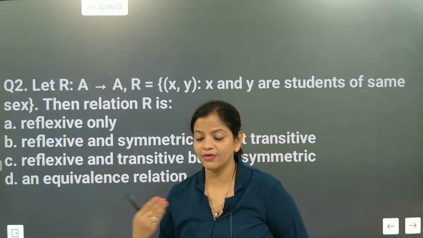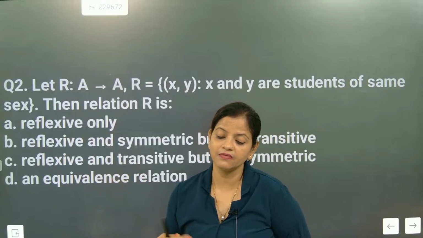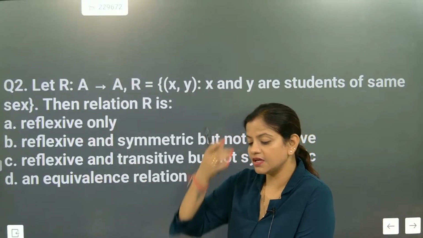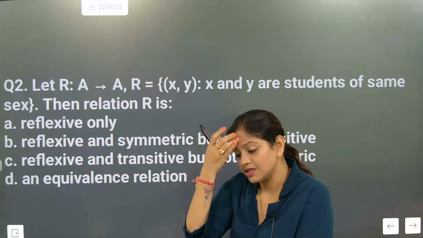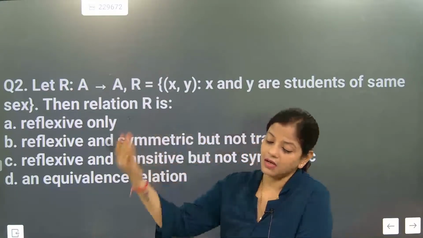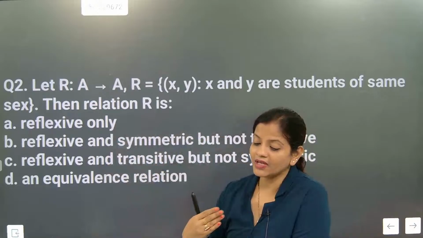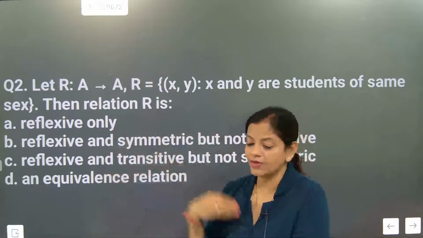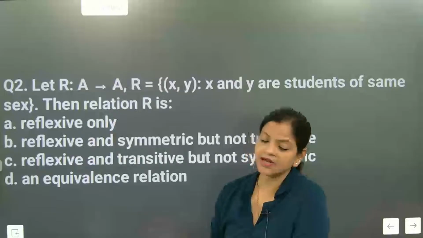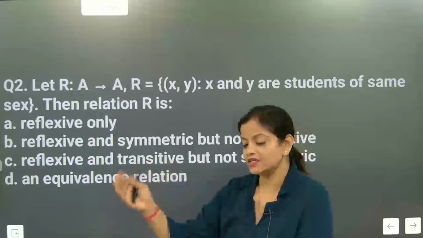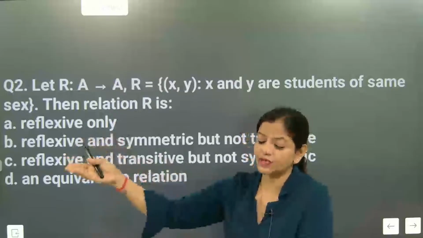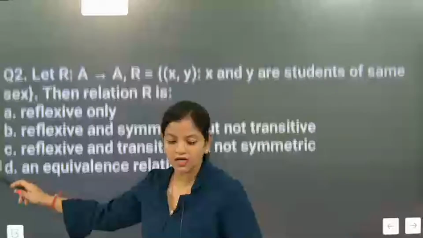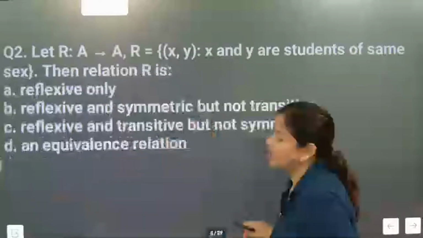Because I am female, that means I belong to myself. So that is the reflexive part. When somebody asks you, we can answer this question like this. I am reflexive of myself. My friend and I are both female, which means she is also female, I am also female. So all three form an equivalence relation. When these types of questions come, option D is going to be the answer.